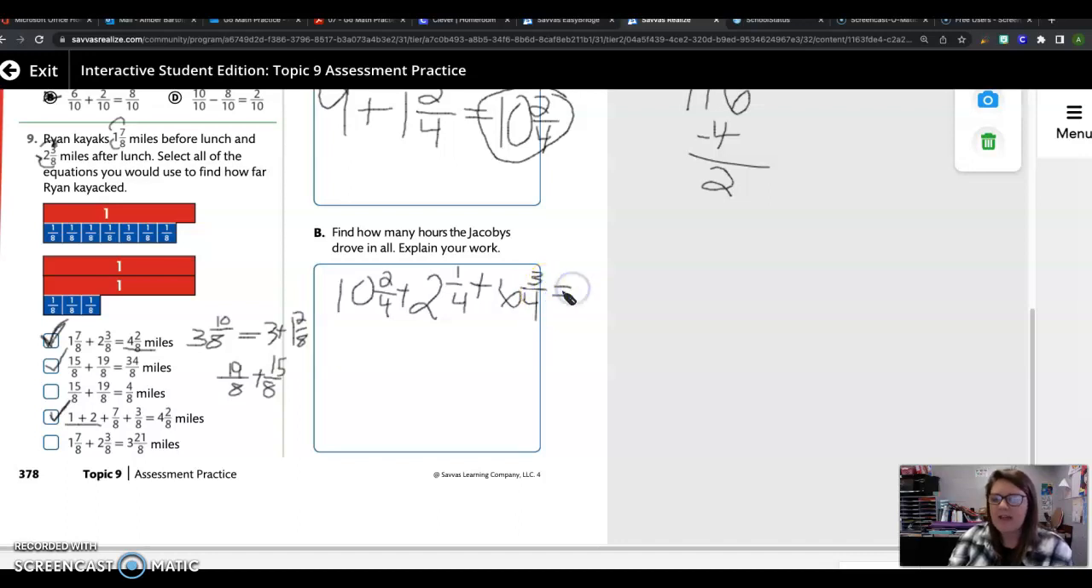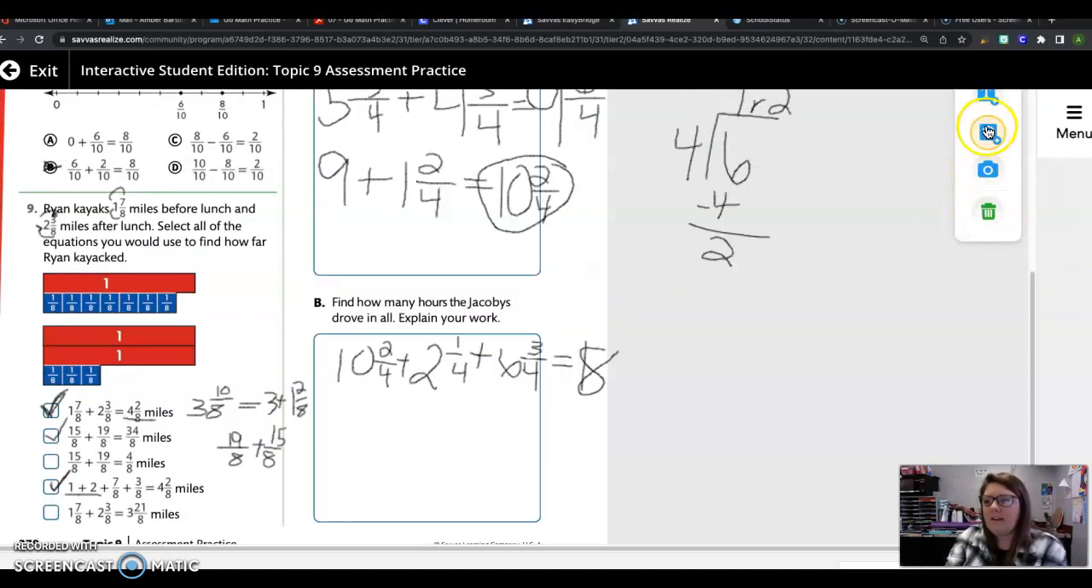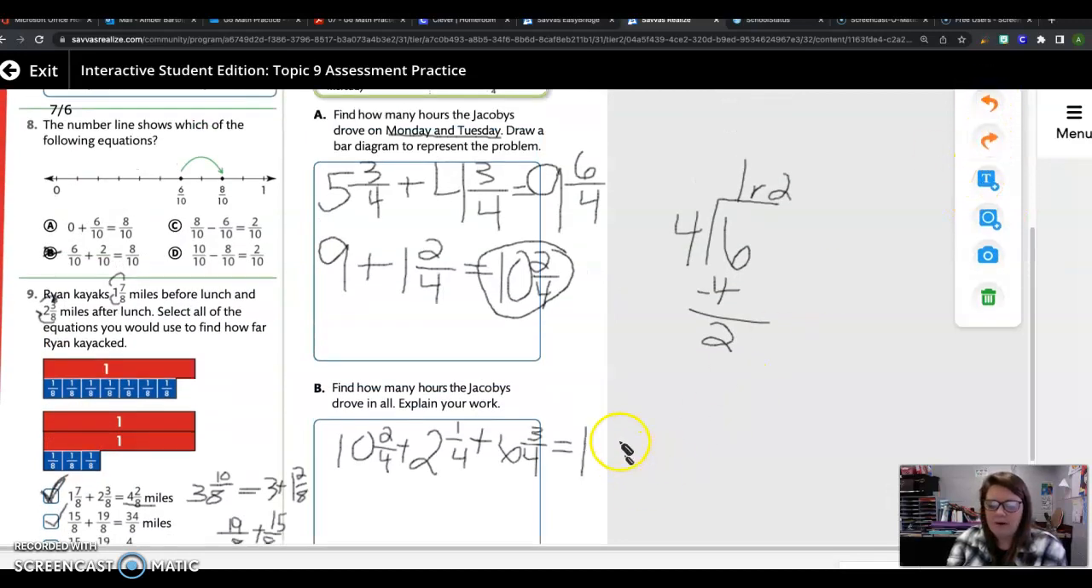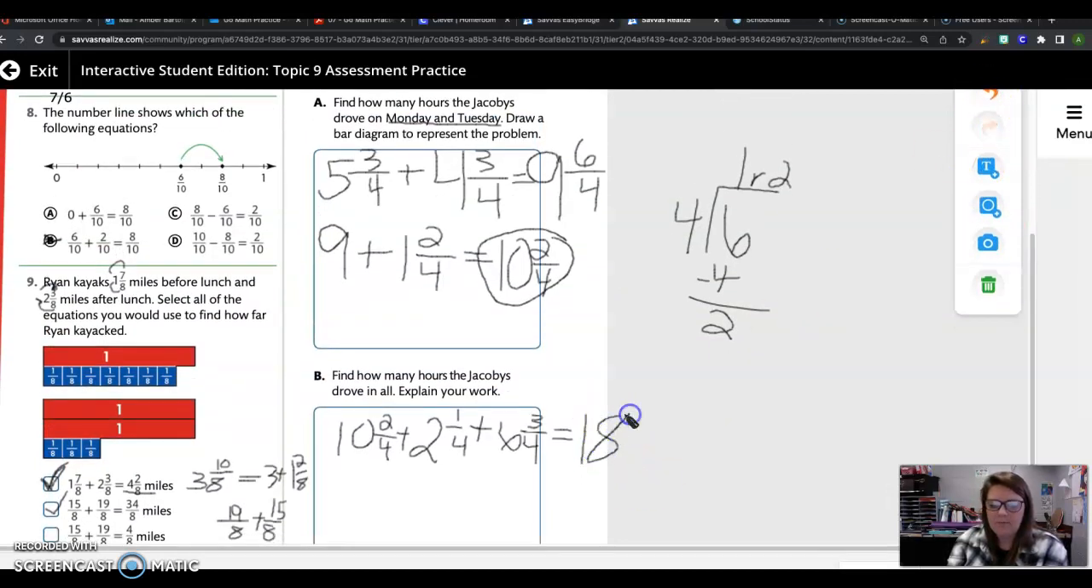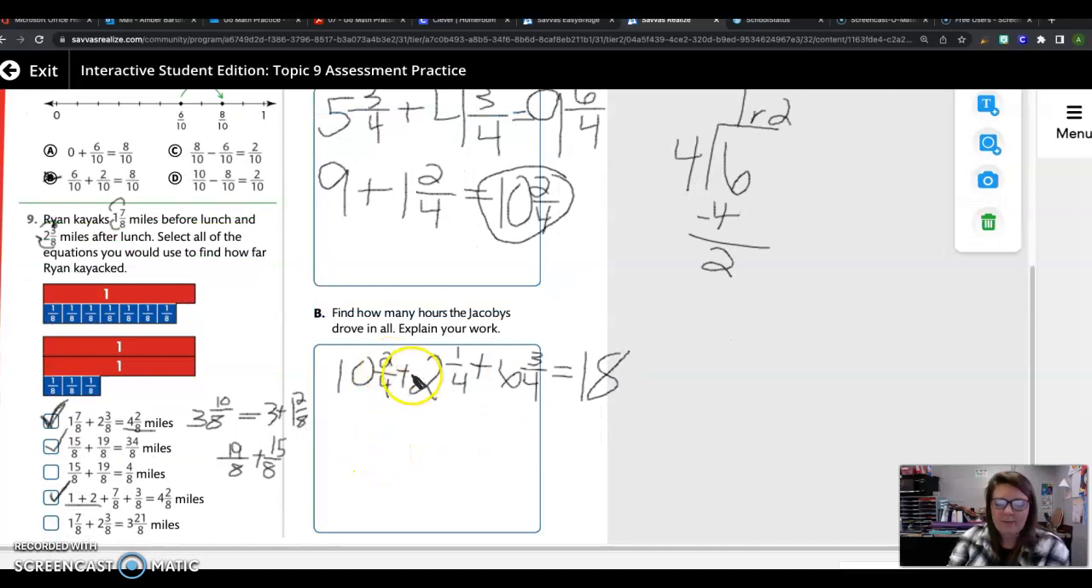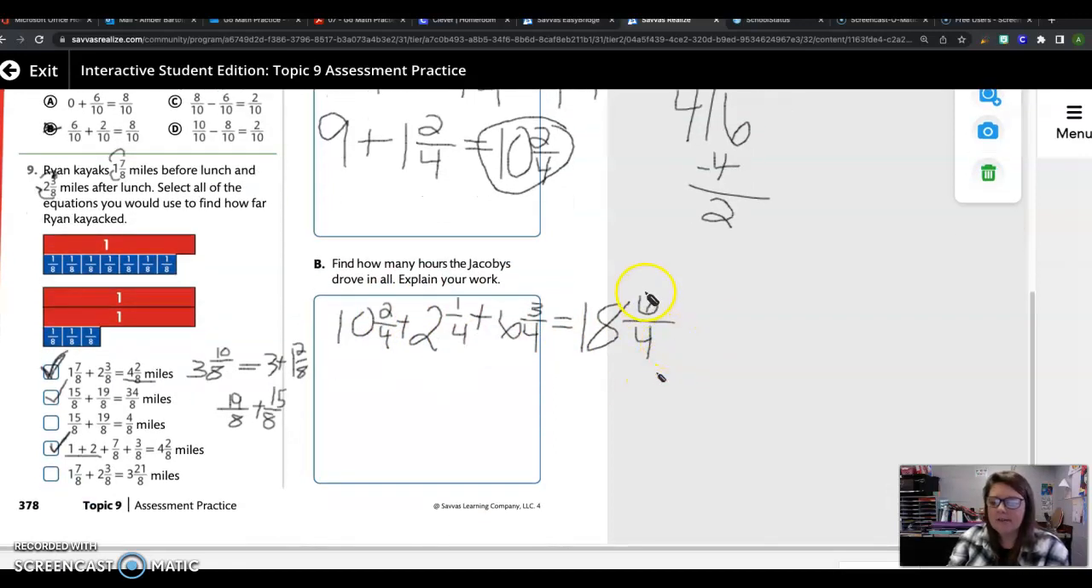Let's just add them together first. Start with the whole numbers. 10 plus 2 is 12. 12 plus 6 is what? 18. Okay? Now let's add in our fractions. 2/4 plus 1/4 plus 3/4 is what? 6/4. Good. Now, same exact thing.